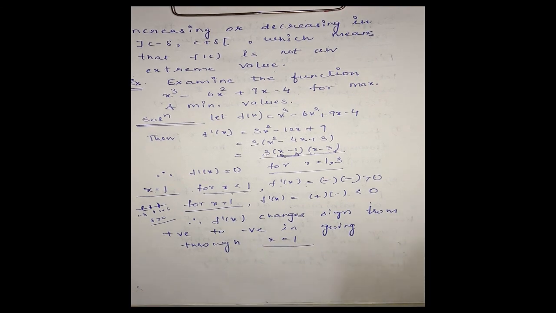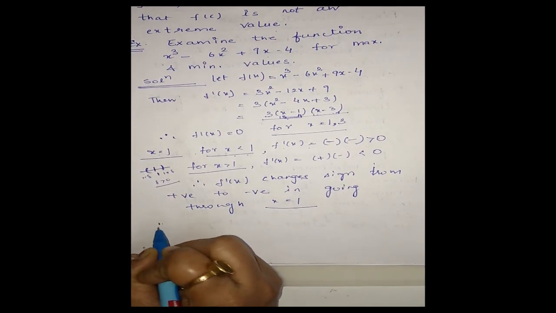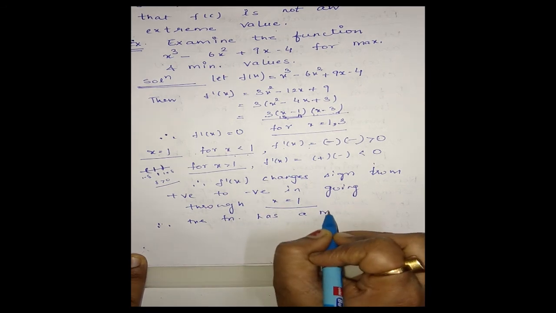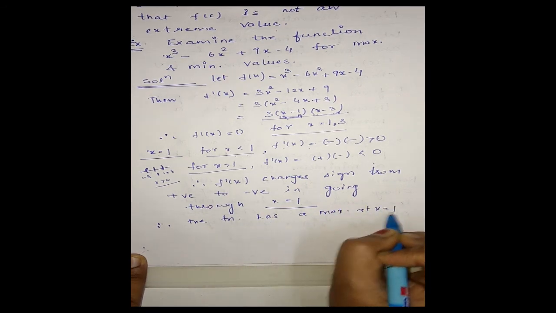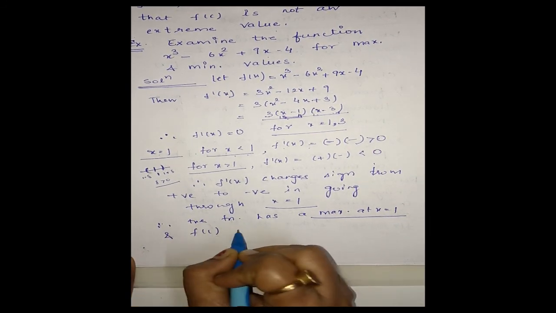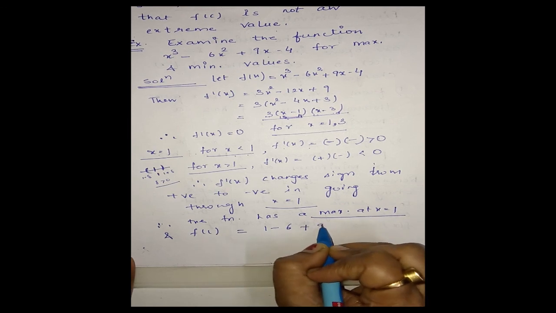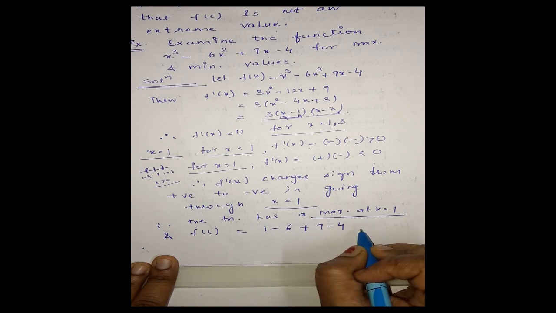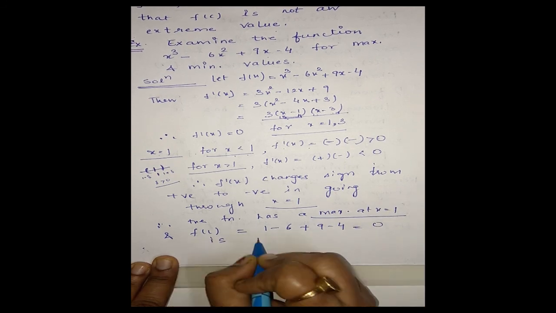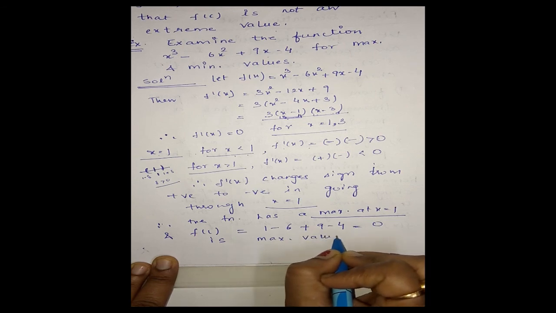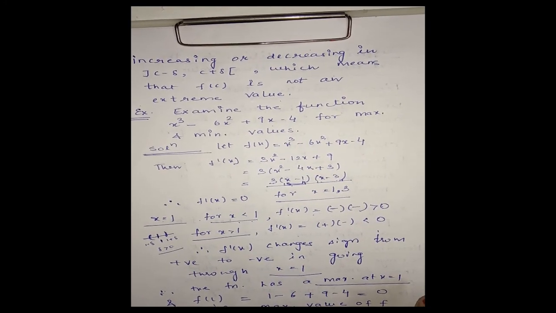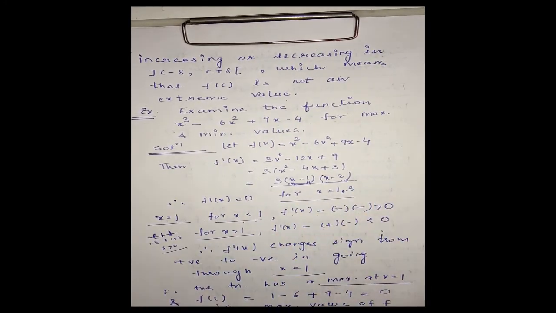Clear? That means by definition, therefore, the function has a maximum at x is equal to 1. Clear? And therefore f of 1, which is 1 minus 6 plus 9 minus 4, that is 10 minus 10, that is 0, is the maximum value of f. Okay, now we consider the second point, x is equal to 3.